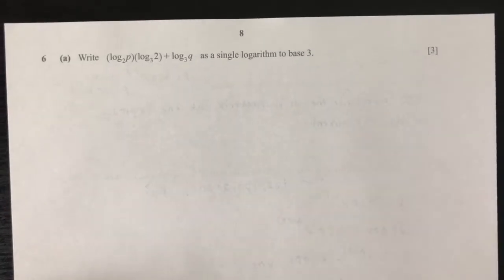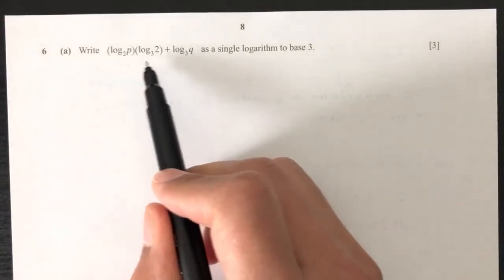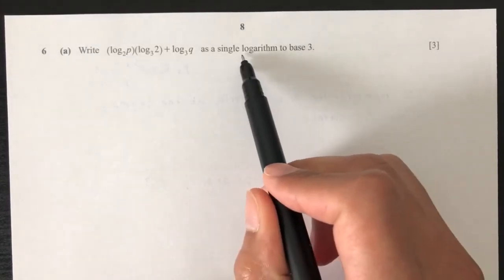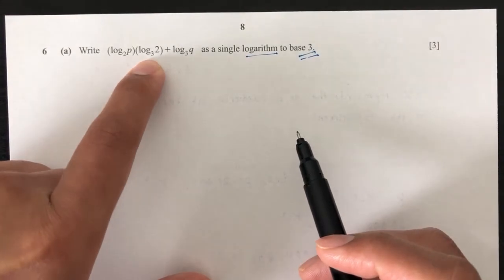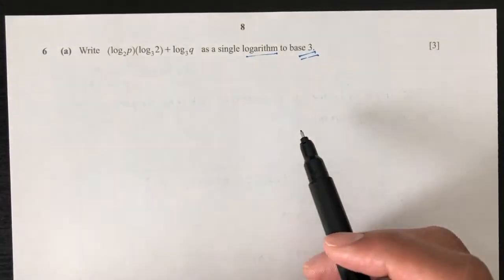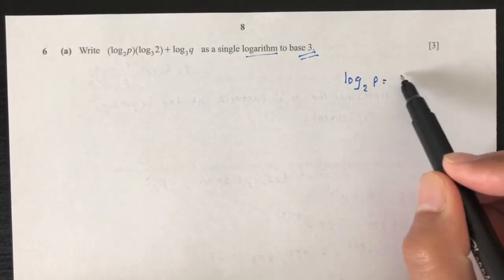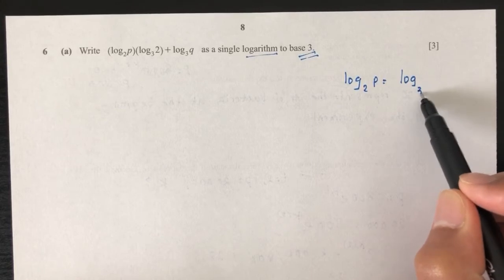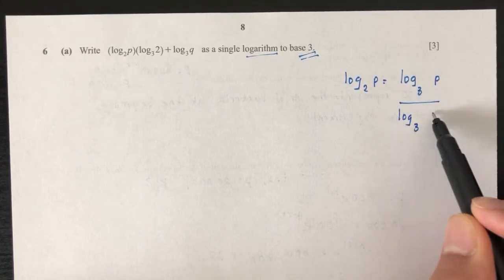Okay, so now let's move on to question number 6. So here we have to write this as a single logarithm to the base of 3. So here we have base 3, here we have base 2. So how can we convert this to base 3? So let's write this. Log base 2 of p is equal to log base 3 of p over log base 3 of 2.